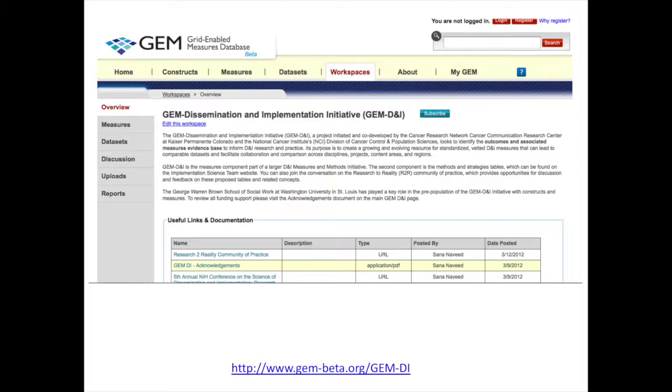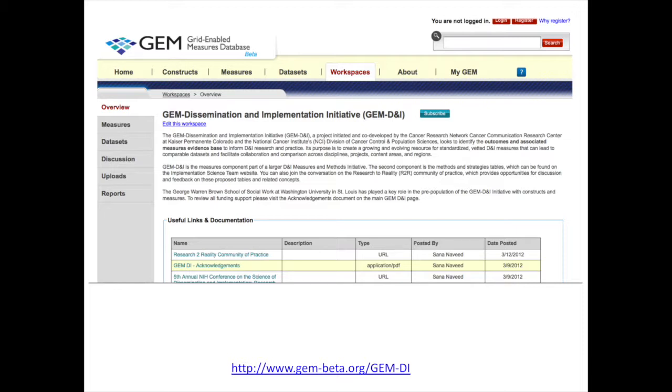And then the other one is a very different angle on measurement. The first one I described was a traditional expert review and rating of measures. This one is a very innovative approach on NCI's part, the Grid-Enabled Measures Database. How many of you have heard about the Grid-Enabled Measures Database, or GEM? Only one, wow, two. So the Grid-Enabled Measures Database is broader than D&I. It includes measures for various cancer-related outcomes, but of course they are very broad in their definition of cancer. And we created a D&I workspace there.